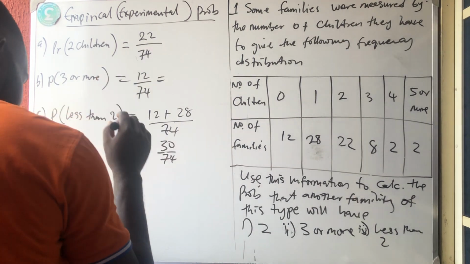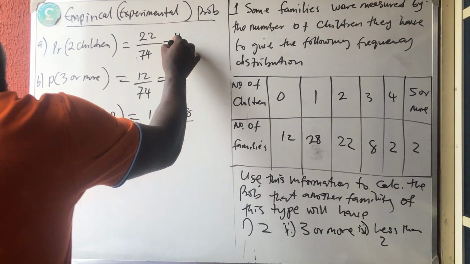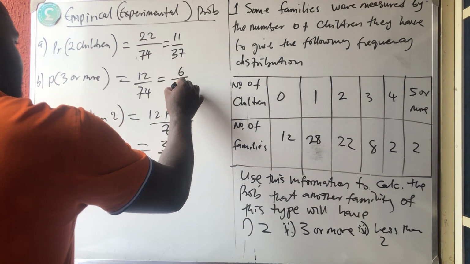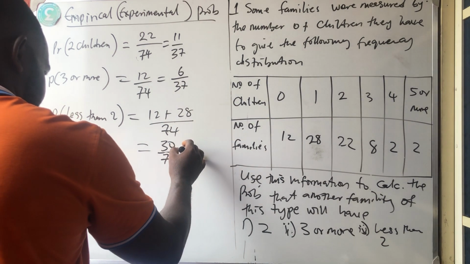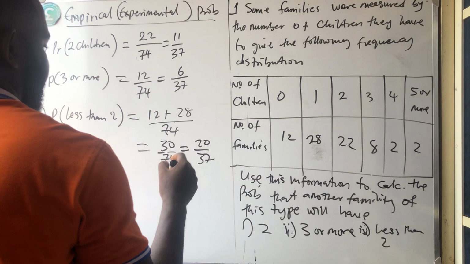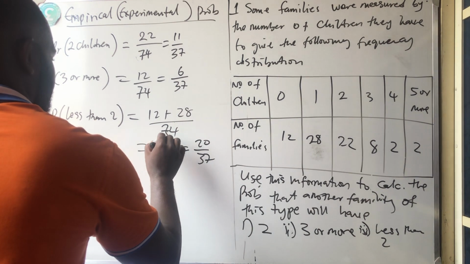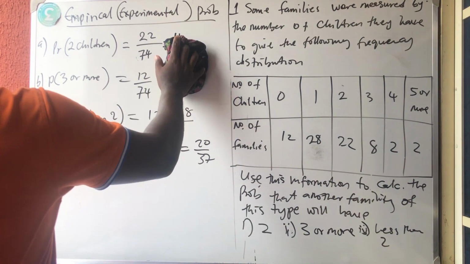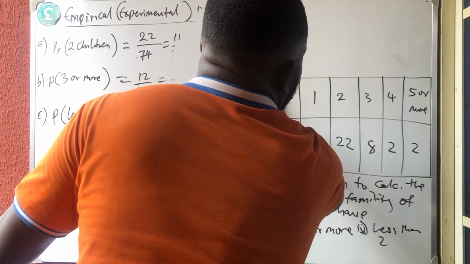So the first one gave 11 over 37, then 6 over 37, and 20 over 37. So here is 40. Okay. So that is that for that. Let's move into the next one.